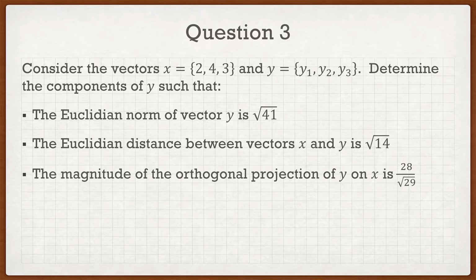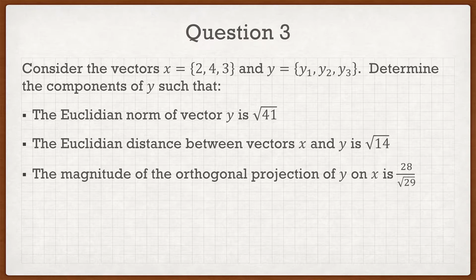First is the Euclidean norm of vector y is the square root of 41. The second is the Euclidean distance between vectors x and y is the square root of 14. And finally, the magnitude of the orthogonal projection of y on x, I'll always get those confused, is 28 divided by the square root of 29.